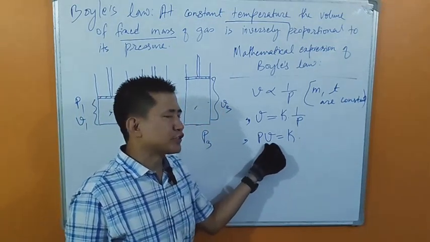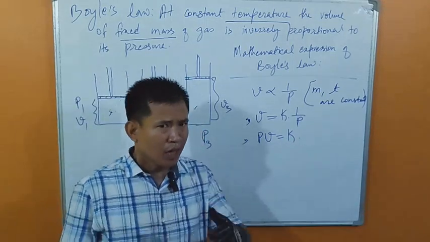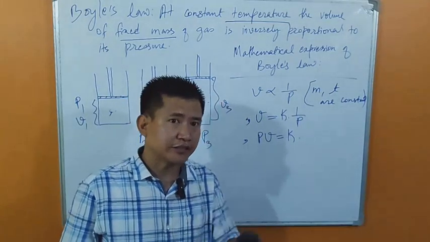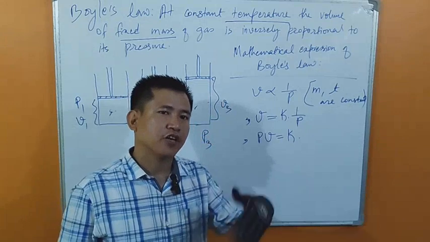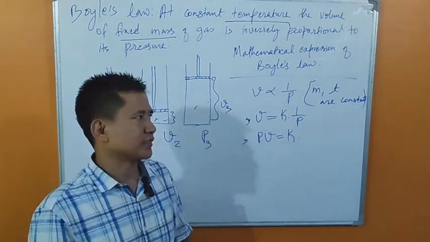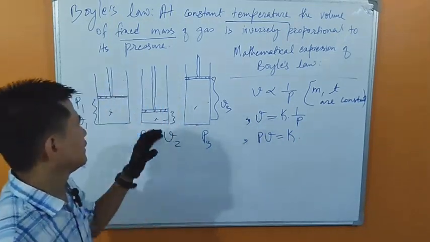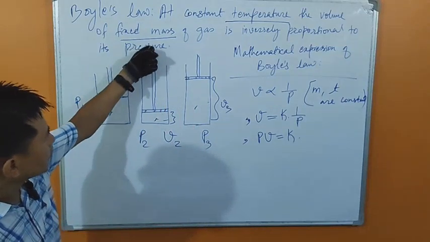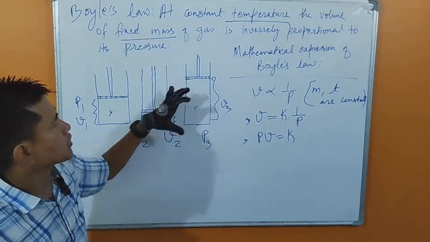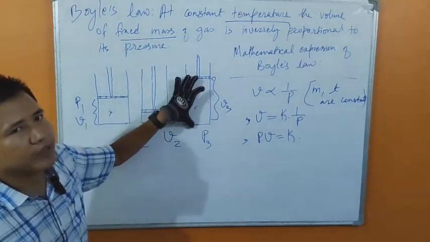When you multiply pressure and volume, you get a constant, which means if you increase pressure, volume decreases. If you decrease pressure, volume increases. When you change pressure, volume automatically changes, but the product remains constant. Let us come to the point here again. When you increase pressure, volume changes. When you decrease pressure, volume changes. But when you increase pressure, volume becomes small, and when you decrease pressure, volume becomes large.